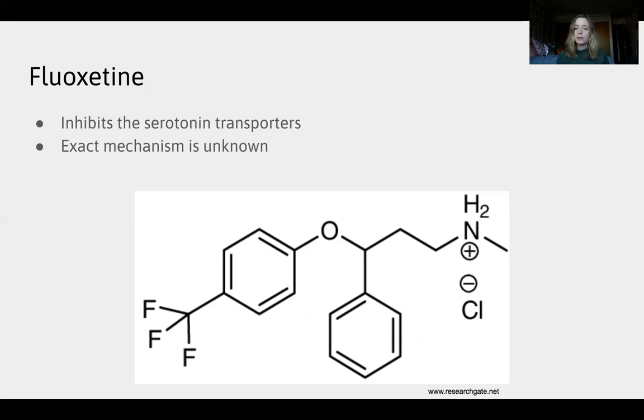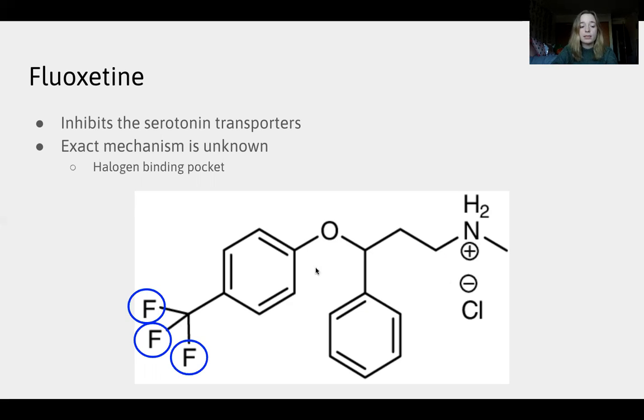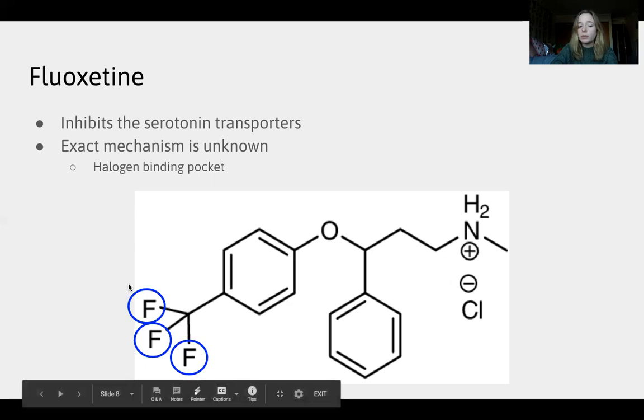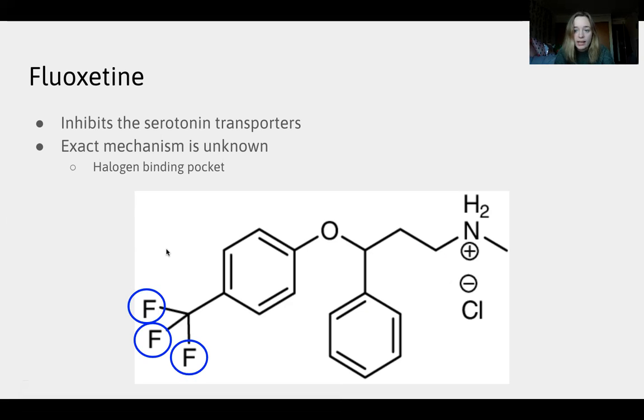The exact mechanism of how the fluoxetine binds is kind of unknown. It's still a source of research that's being done today. But there is one theory that there's probably some sort of a halogen binding pocket in the protein. So we see on our fluoxetine molecule here that there are these three fluorines. These are halogen atoms, and they're actually very polar. So those fluorines could interact with other polar amino acids, or they could interact with, say, positively charged ones. And so that might be one way that it binds.